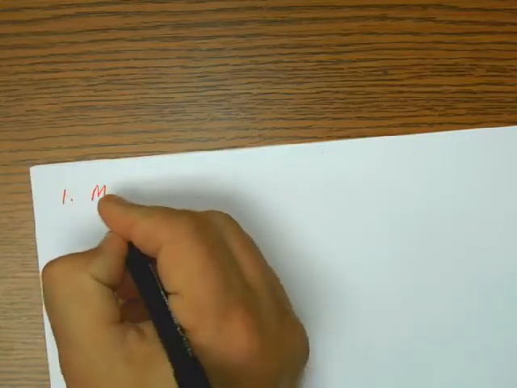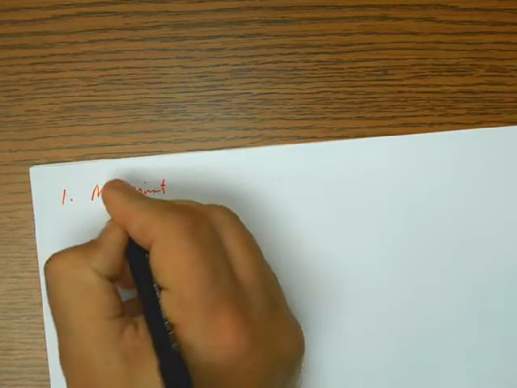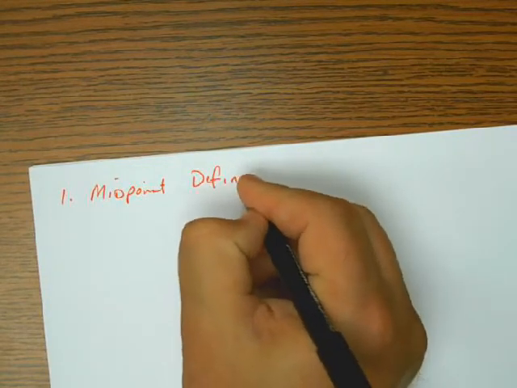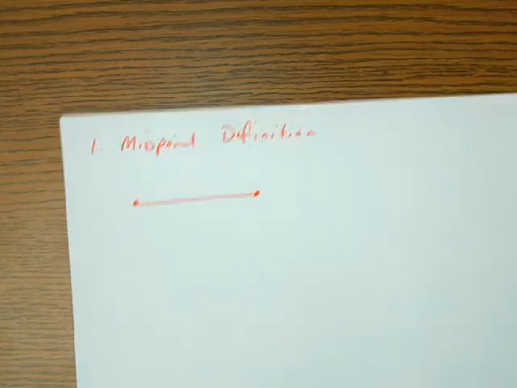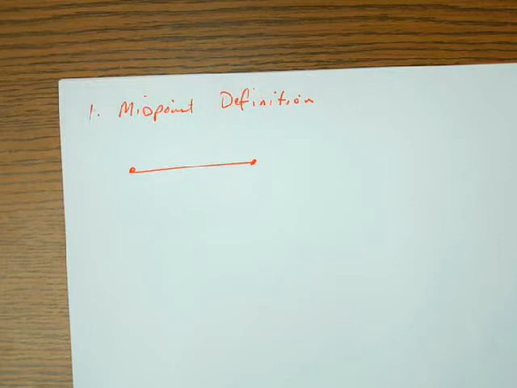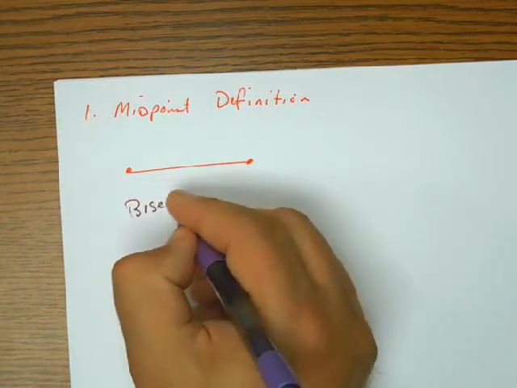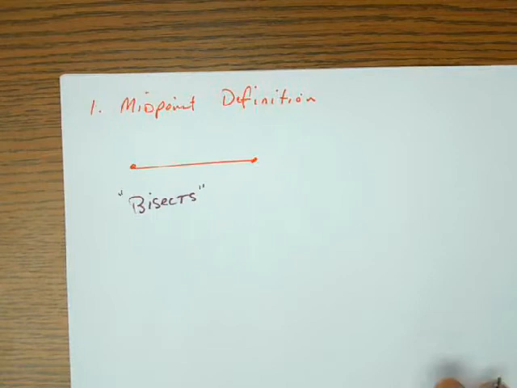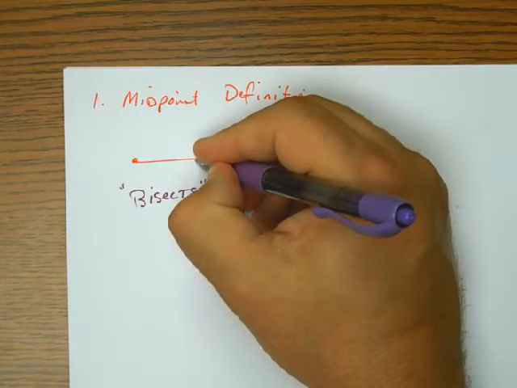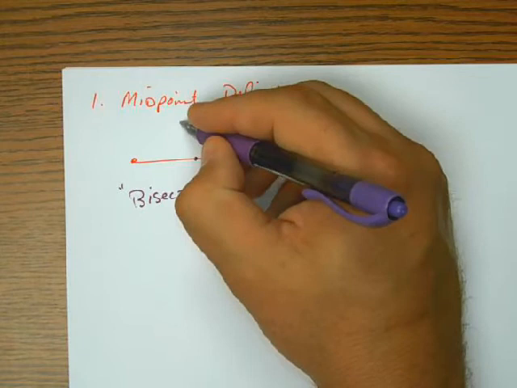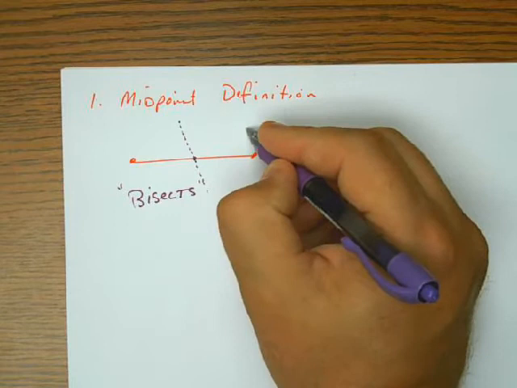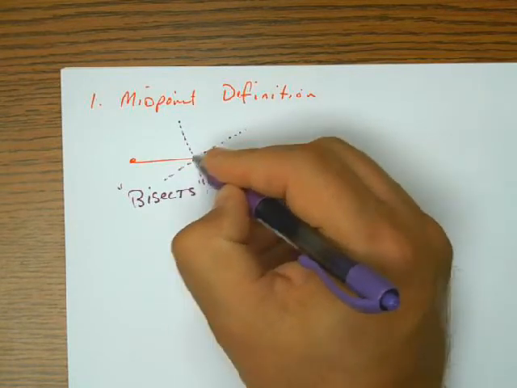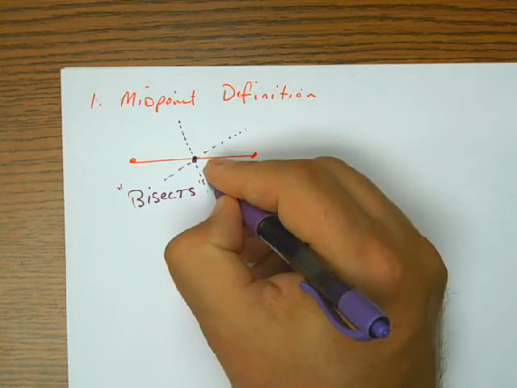First one, it says midpoint definition. The definition of midpoint tells us this: if I have a segment and something bisects it, it bisects it at the midpoint. Now, that bisector could look like this. It could look like this, as long as it hits the midpoint.